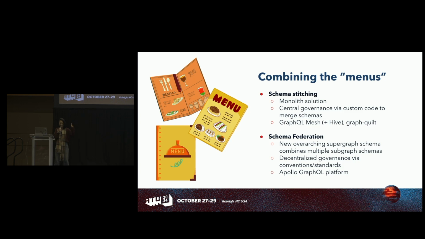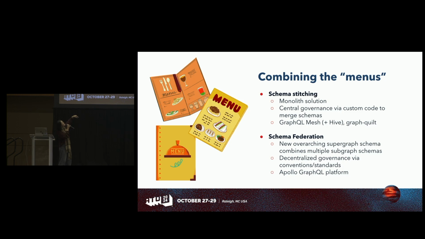But schema federation asks something different. Schema federation is decentralized. We introduced the concepts of supergraphs and subgraphs. It would introduce a new supergraph that overarches all of the subgraphs and then combines them together into one new supergraph schema. This one is more decentralized because it requires a lot of standards to be set and then followed by the participating subgraphs, each of them following the rules so that everyone's schemas can safely come together.